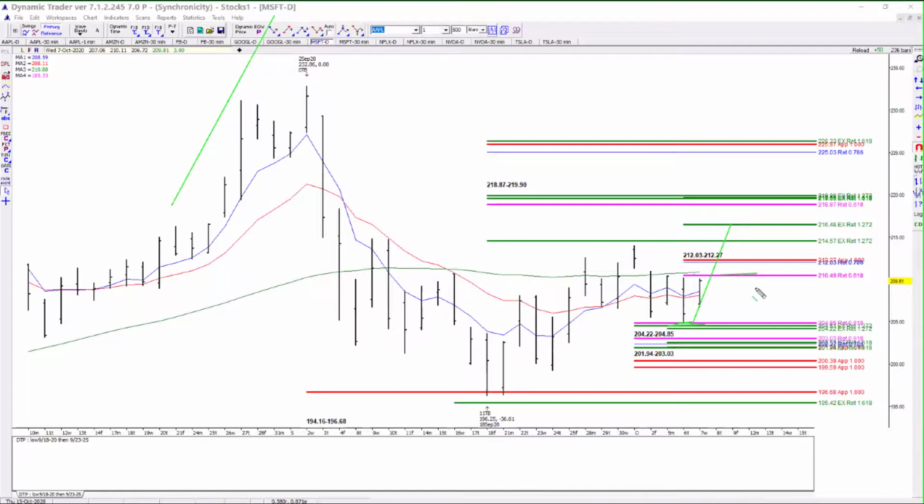It could have trouble at the 618. It needs to push through it. It could have trouble at the 786 that overlaps the 100% projection of that prior rally swing. That's another big resistance decision. But if we can continue to push through here, trail up your stops. If you don't, then 216.48 is going to be my target.